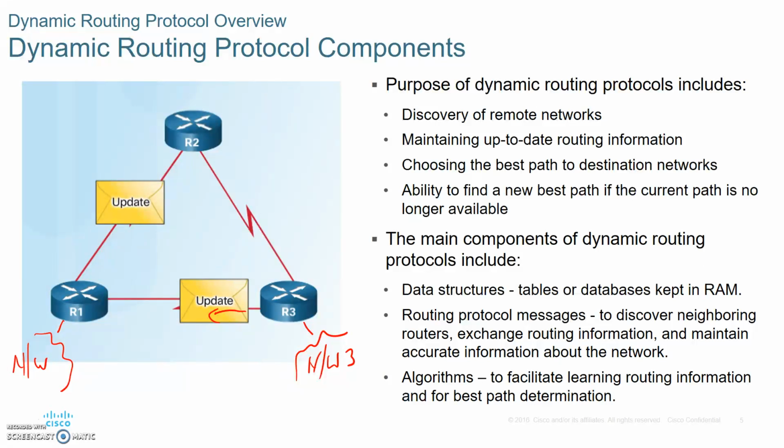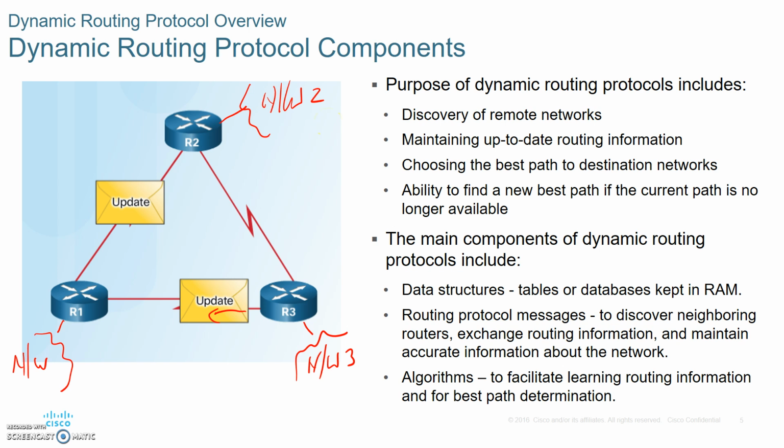The second purpose of dynamic routing protocol is to maintain up-to-date routing information. So as and when you add new networks, you need R2 to update the other routers that this new network exists. We can use dynamic routing protocol to help us.